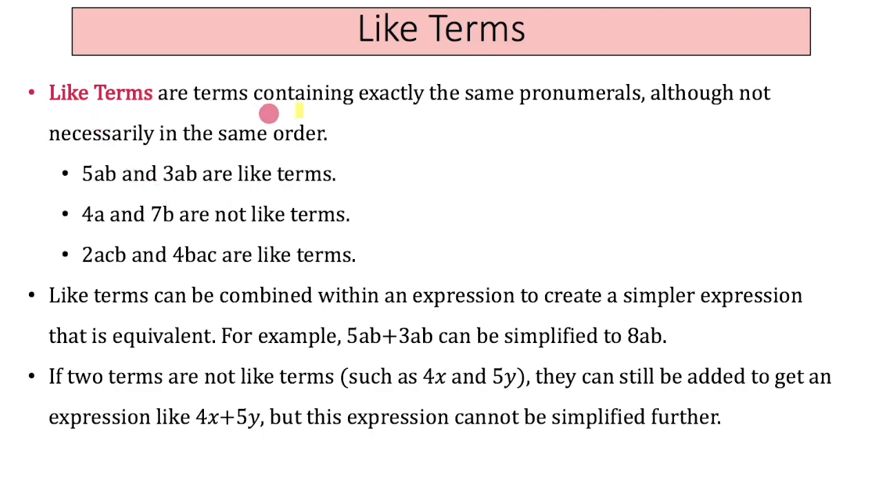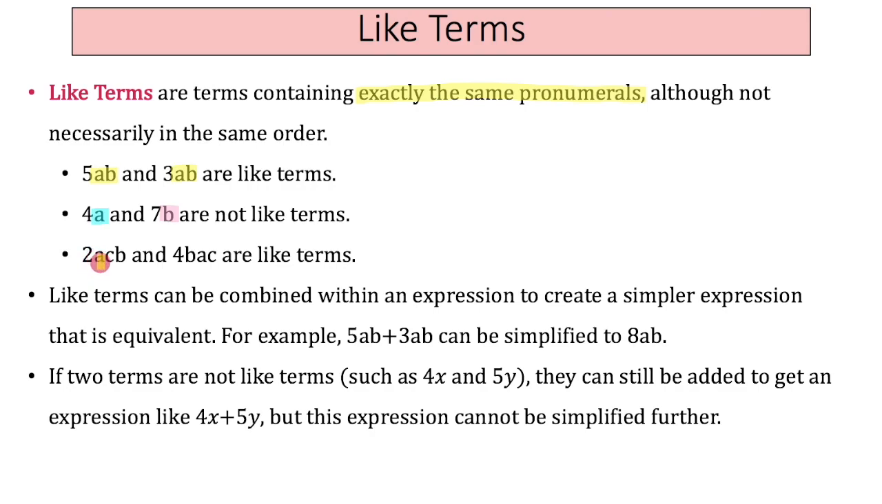Like terms are terms containing exactly the same pronumerals, although not necessarily in the same order. So right here we have 5ab and 3ab, and they are like terms. And the reason why they're like terms is because my pronumerals ab are the same. Down here we have 4a and 7b, which are not like terms. The reason why they're not like terms is because I have a pronumeral of a and a pronumeral of b, and because they're different pronumerals, they are not like terms.